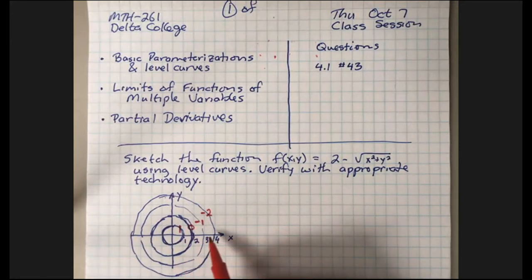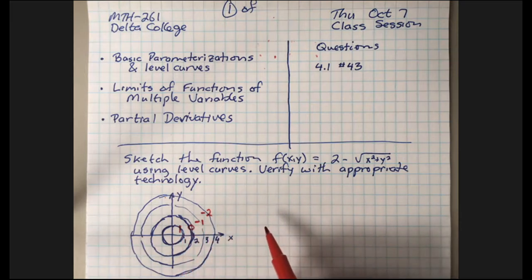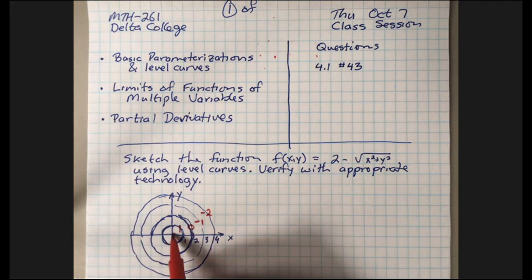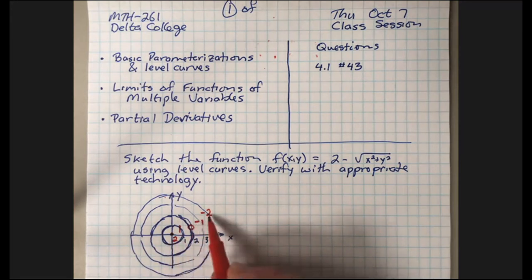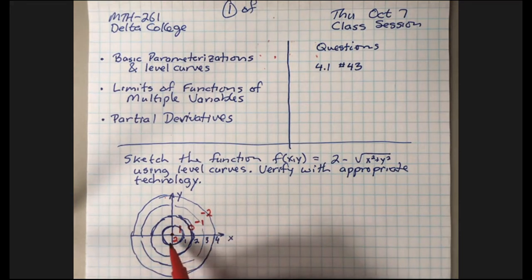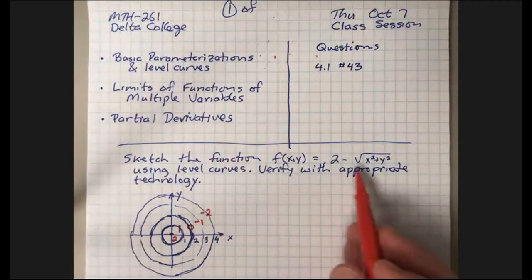Okay, that's kind of interesting. As these circles go out, these values or heights of the function are growing smaller. I could let x squared plus y squared equal zero. I could have a radius zero circle. And if I had a radius zero circle, apparently this function's value would be two. So you can attach these numbers to these level curves to help you see three dimensions. Apparently this function is falling as I go further away from the origin, because I'm subtracting larger and larger numbers.